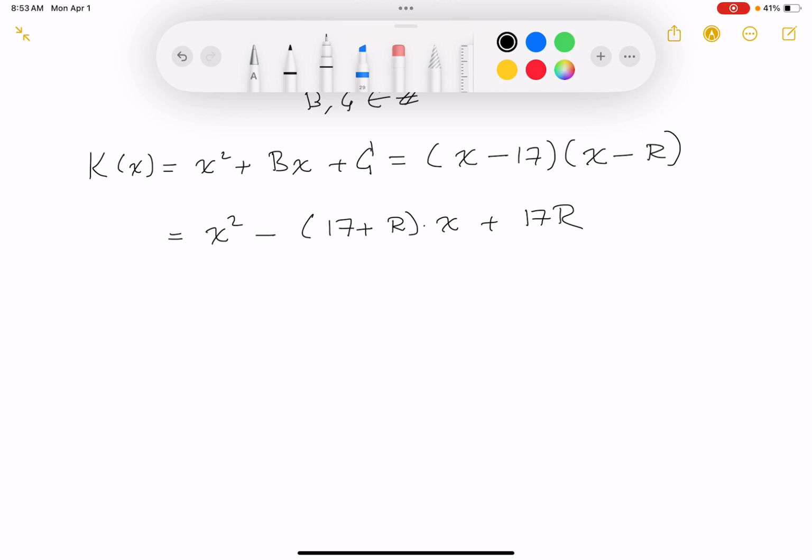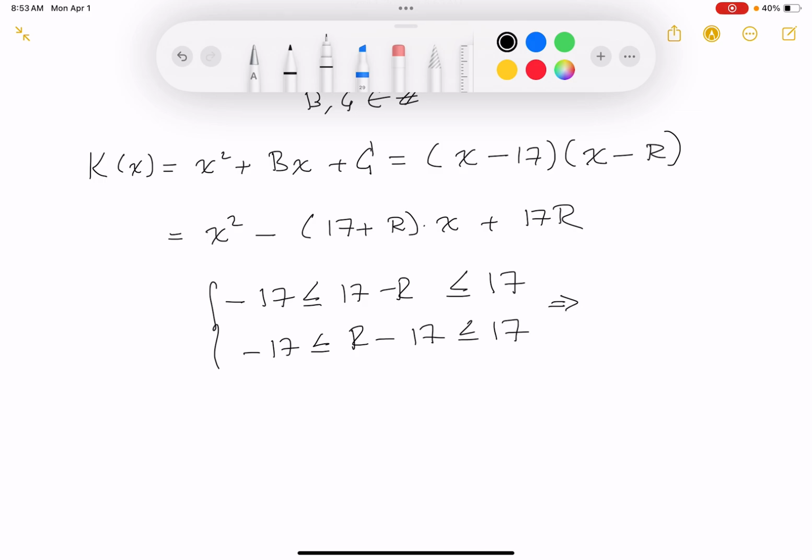Now, the difference between those two roots can't exceed 17 in either direction. So I'm going to write down two different inequalities: r minus 17 and 17 minus r, since the roots can't differ by more than 17. You can try that out, by the way. They both lead to r being between 0 and 34. How do you do that? Add 17 to both sides or subtract 17 from both sides.